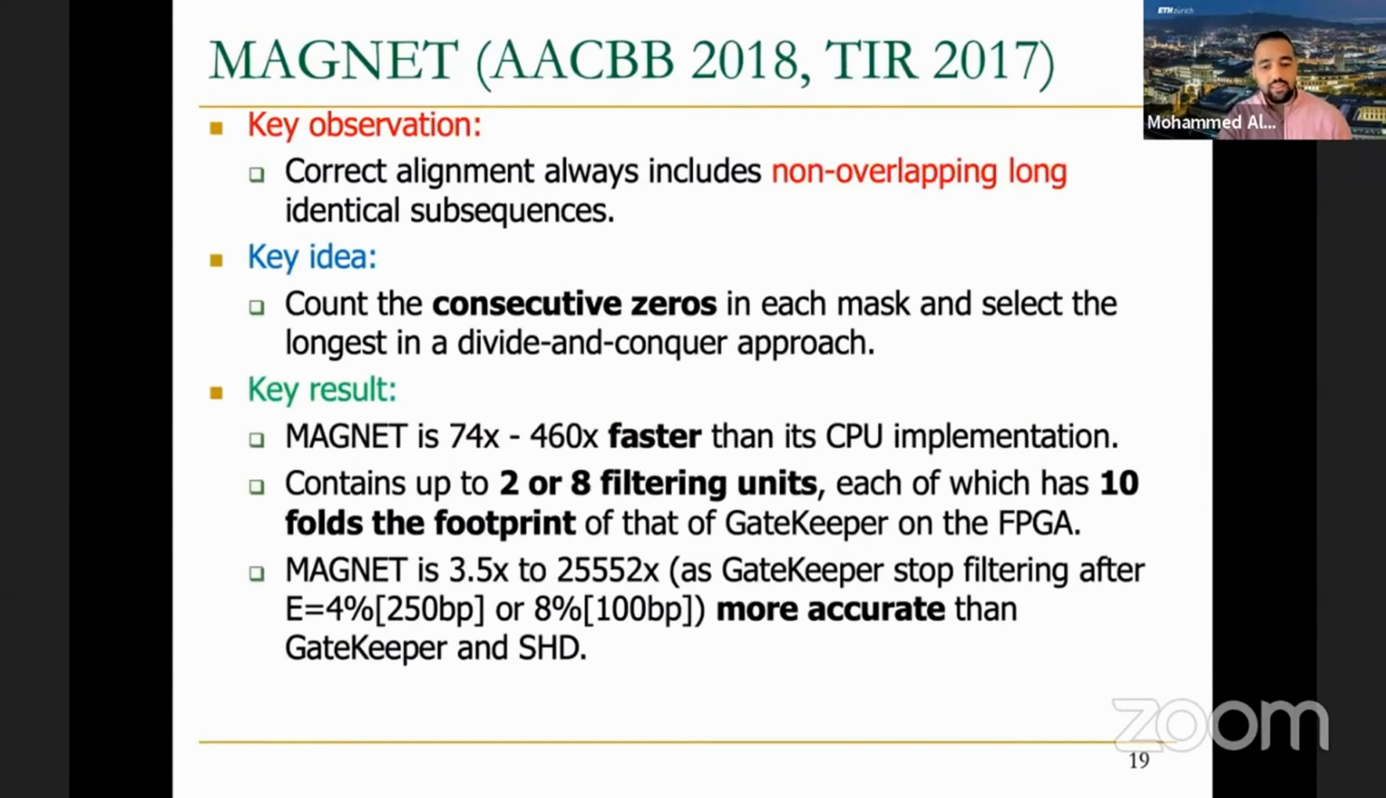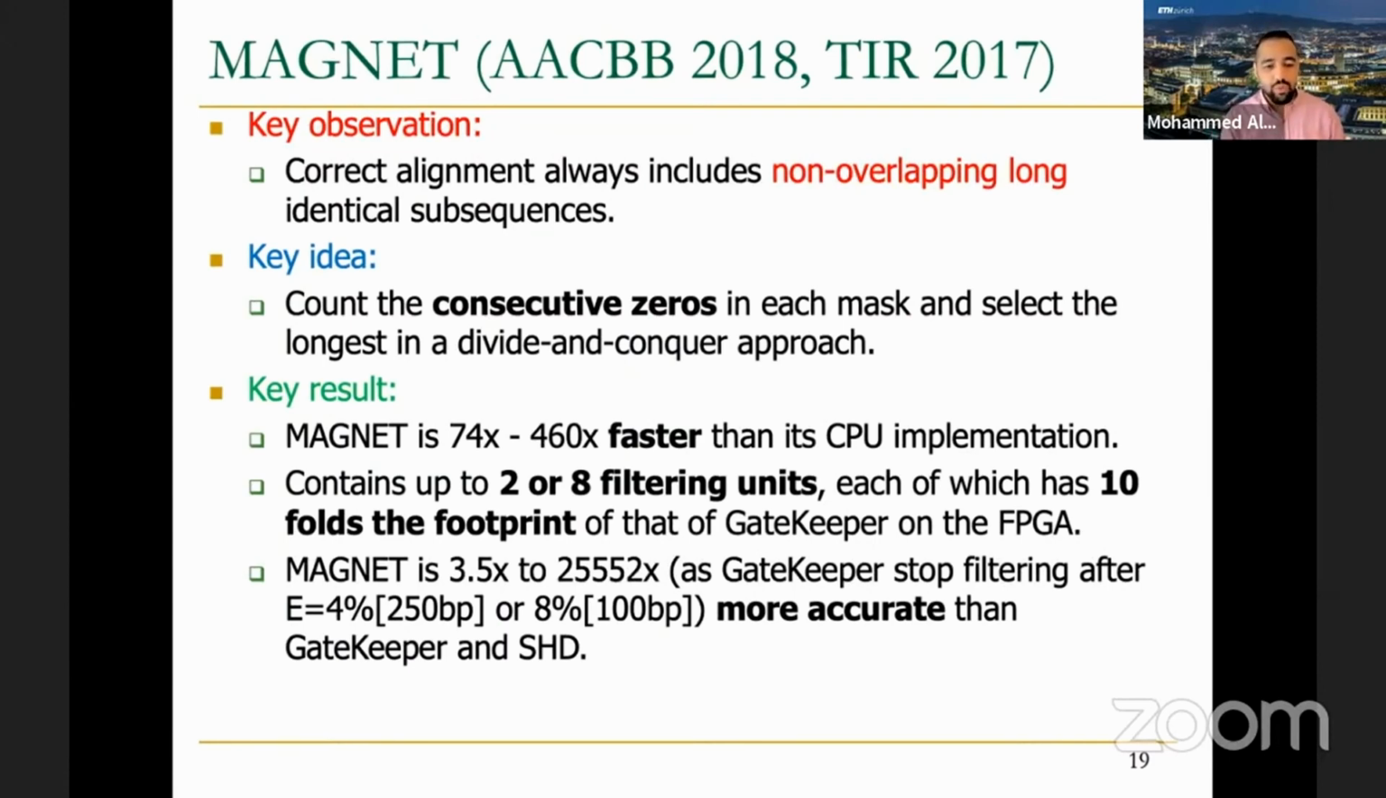The results we got are really significant, especially the accuracy. We got about 3.5x all the way to 4 to 5 orders of magnitude more accuracy than GateKeeper. Remember, GateKeeper tried to do a simple algorithm, just an AND operation. There's no complexity there. But here we increase the computation, and that's going to increase the execution time.